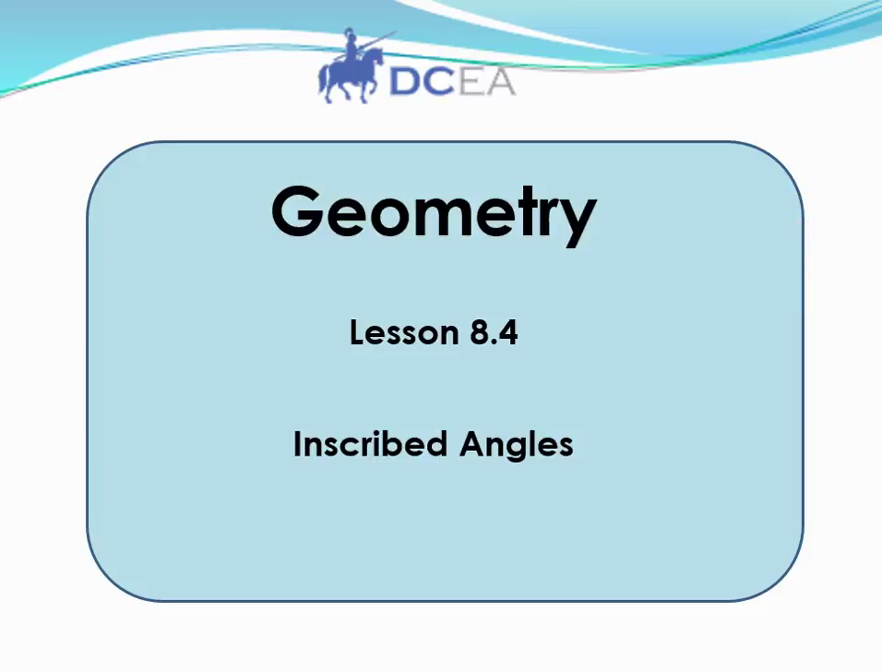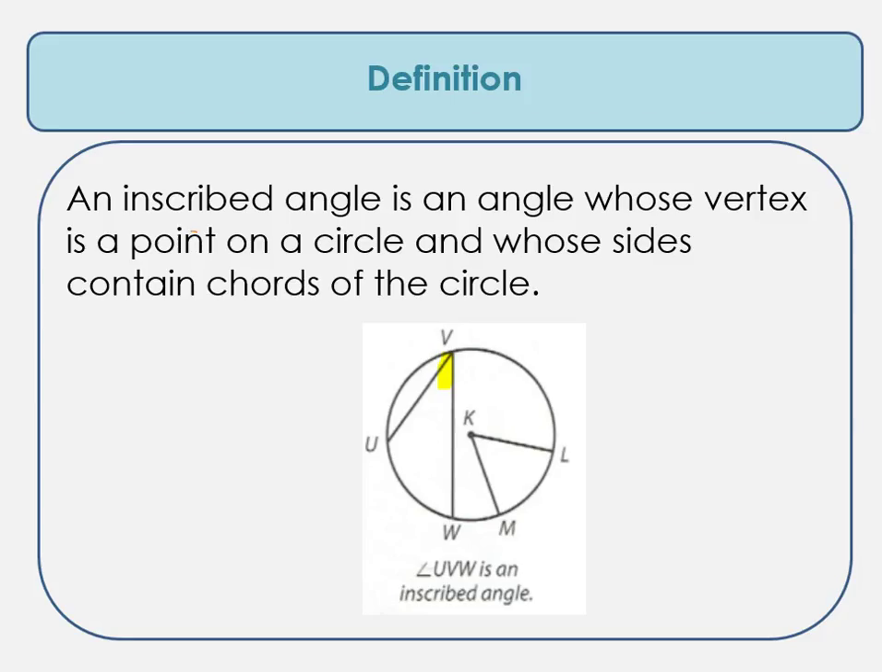Lesson 8.4, Inscribed Angles. An inscribed angle is an angle whose vertex is a point on a circle and whose two sides contain chords of the circle.